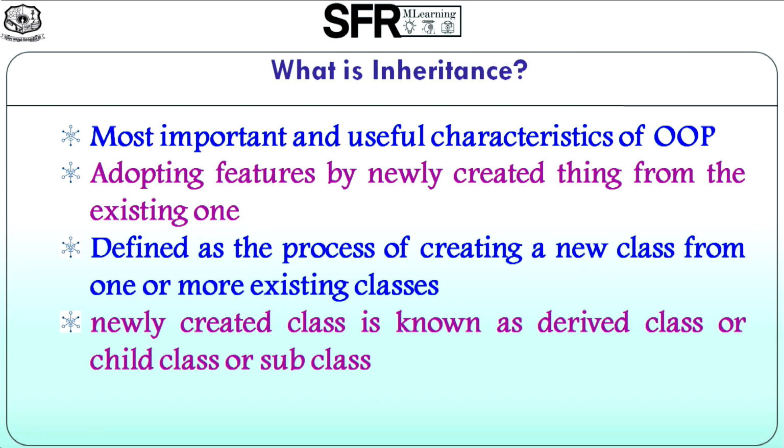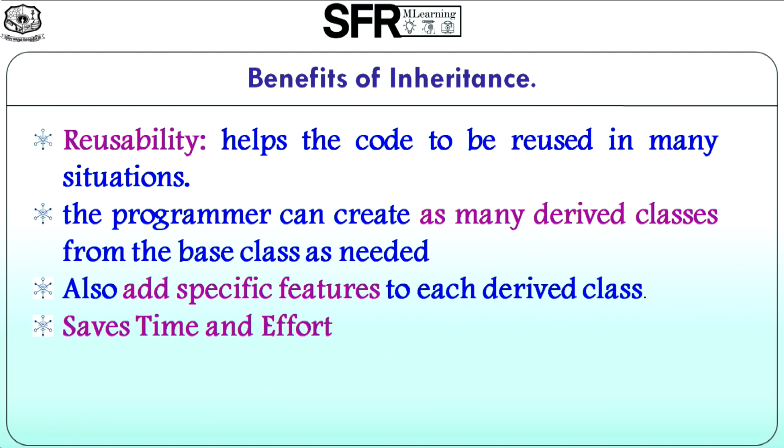What is inheritance? The most important characteristic of OOPs is inheritance. In general terms, adapting a feature for a newly created thing from an existing one is inheritance. In OOPs, it is defined as the process of creating a new class from an existing class. A newly created class is also known as a derived class or a child class or subclass.